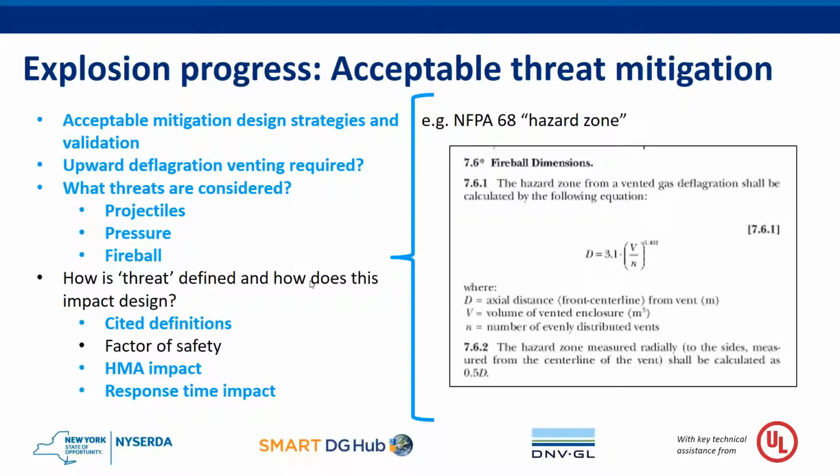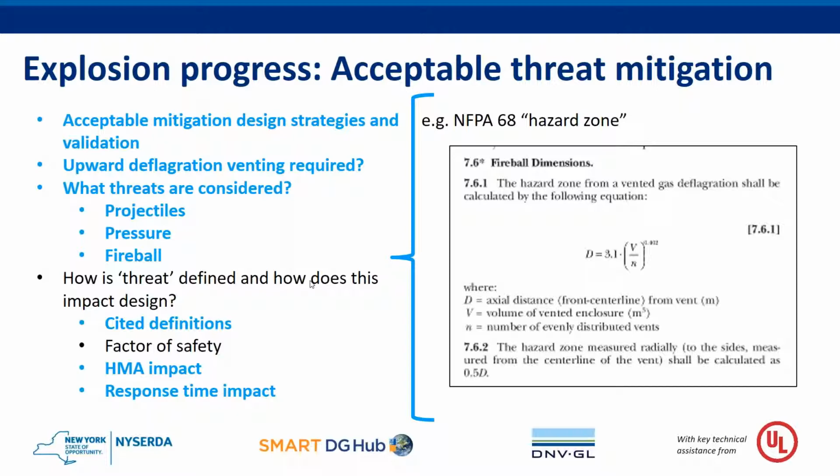And when we go into the next line item where it says how is threat defined and how does this impact design, this is where there's an ongoing conversation about how the edge of a fireball or the outside of a pressure wave, where is the acceptable level of risk from that system. We don't want to call it a safe zone, but a place in which firefighters can be safe when they are setting up operations to address a hazardous event, and where buildings and passersby and occupants can be safe from the hazards from a deflagration event.